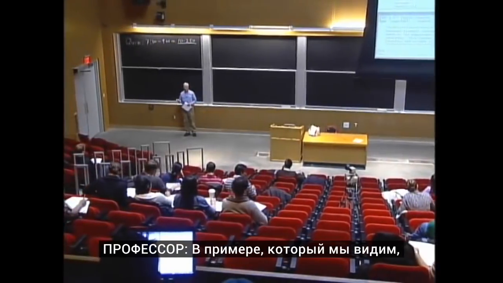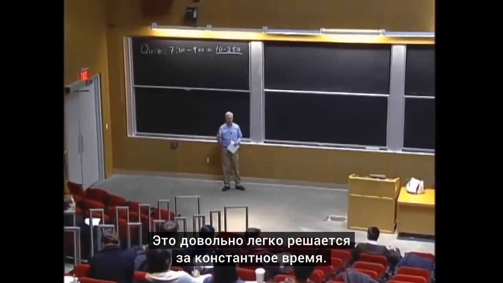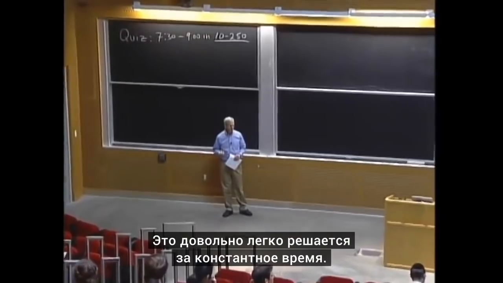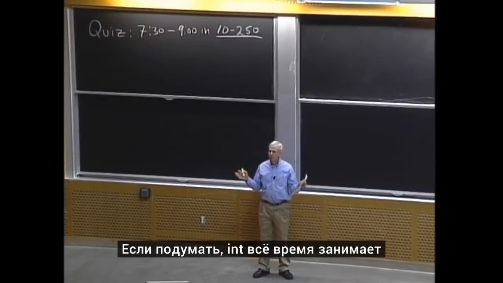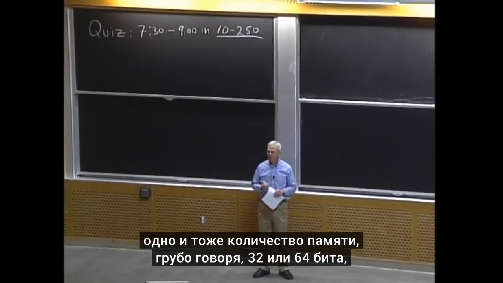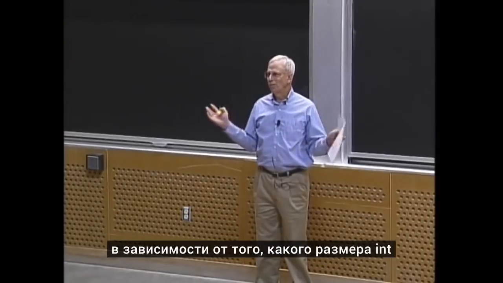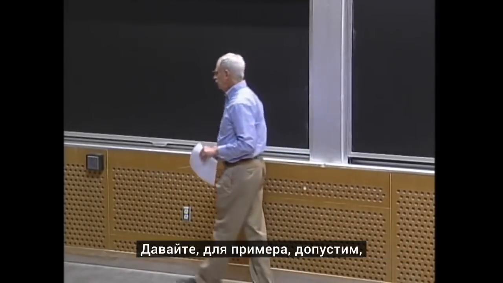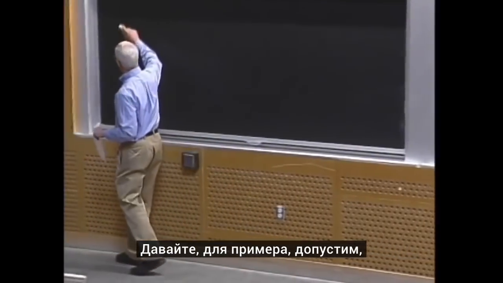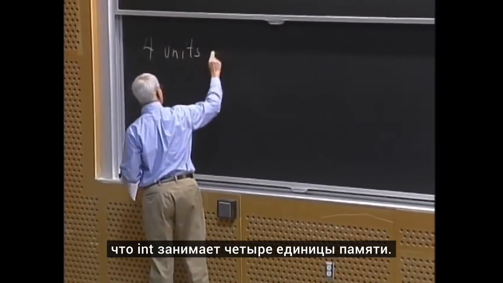So in the example we looked at, we had a list of ints. That's actually quite easy to do in constant time. If you think about it, an int is always going to occupy the same amount of space. Roughly speaking, either 32 or 64 bits, depending upon how big an int the language wants to support. So let's just, for the sake of argument, assume an int occupies 4 units of memory.